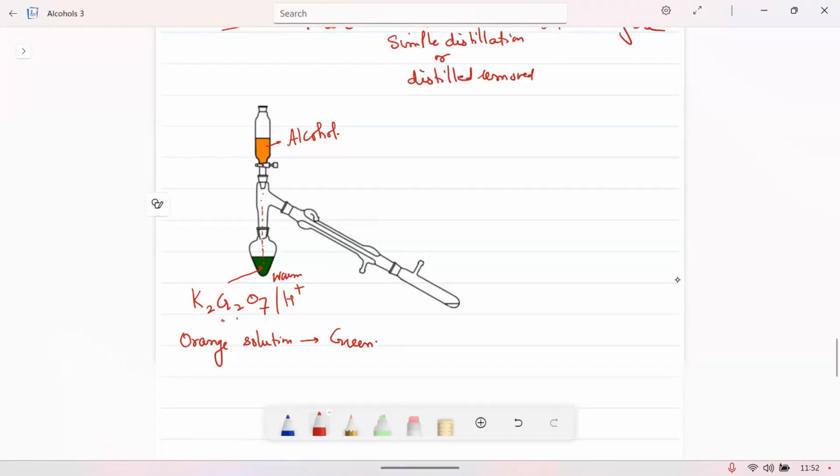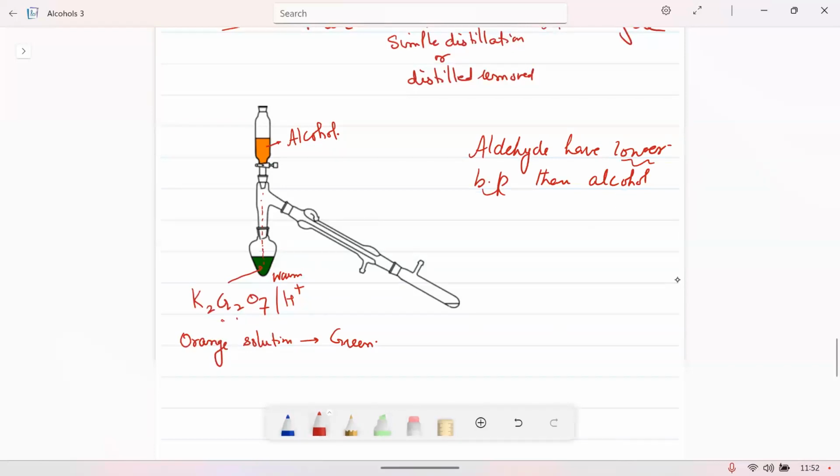The aldehyde will be formed. Now, aldehydes have lower boiling points than alcohols, and the reason is that alcohols have hydrogen bonds between the molecules, while aldehydes cannot have hydrogen bonds. So their intermolecular forces are weaker, and they have a lower boiling point. More details again for aldehydes at A2 level.